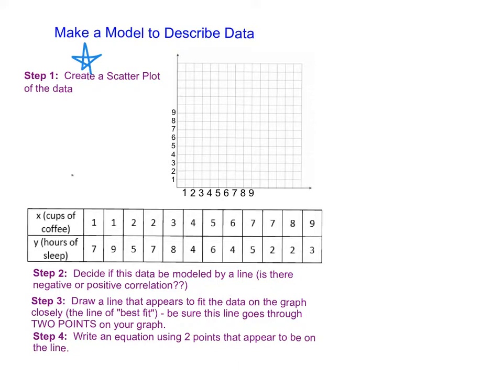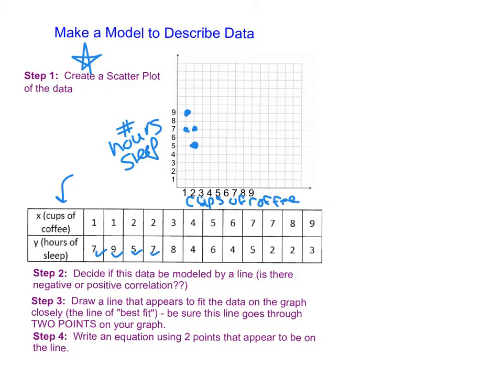So I need to plot each point, noting that on the x-axis I have cups of coffee, and here on the y-axis I have number of hours of sleep. So here I have (1, 7), (1, 9), (2, 5), (2, 7). So I've done these points to start.